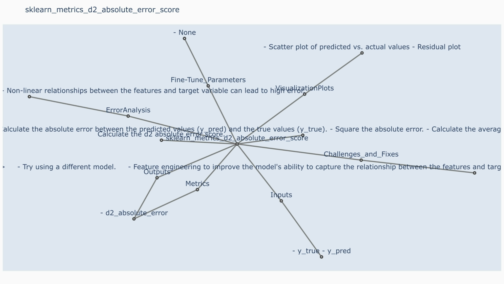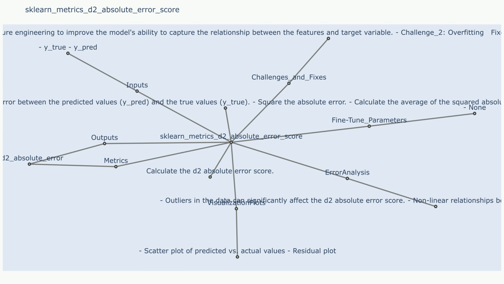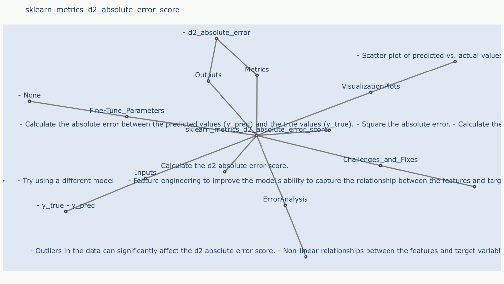sklearn, metrics, D2 absolute error score. Description: explain in detail. Inputs: y_true, the ground truth correct target values; y_pred, the predicted target values; and the output, the D2 absolute error score.